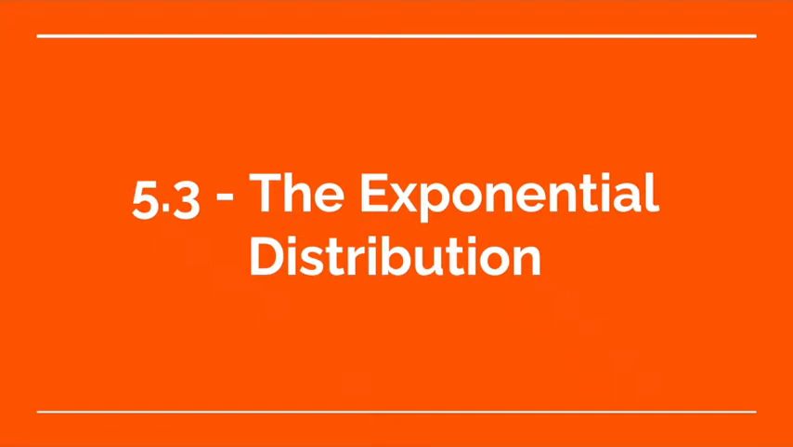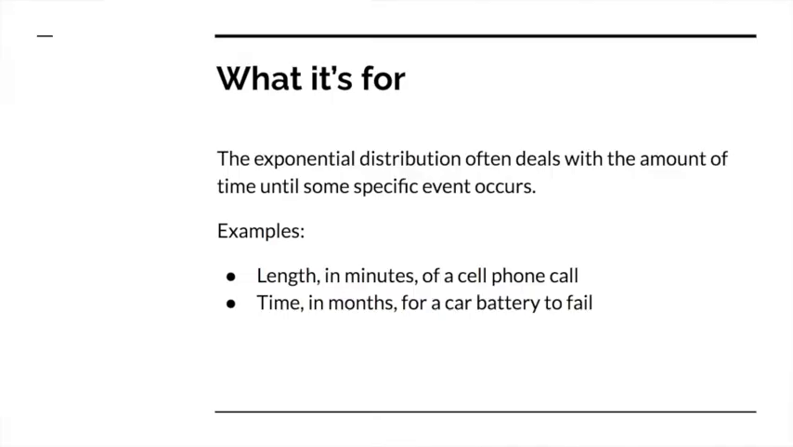In section 5.3, we're going to look at the exponential distribution. The exponential distribution is useful when you have a situation that is not uniformly distributed, so there's not an equal likelihood for all events, but there is a higher likelihood for low numbers and a lower likelihood for high numbers.